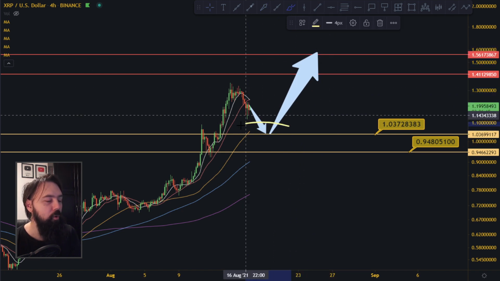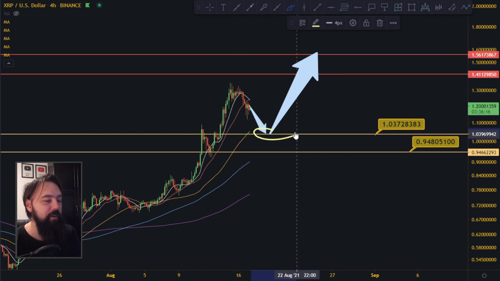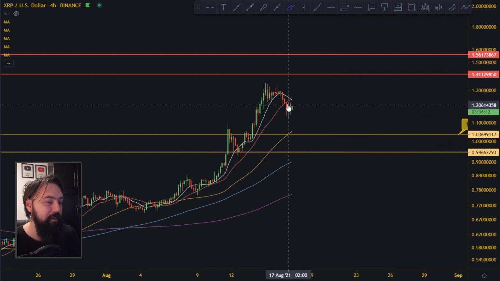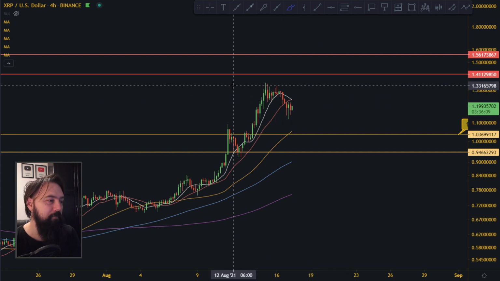But we will know eventually when we get to the 50 moving average, when we get to the 1.03 line and so forth. Because right now we are not there. We are close, but we are not there. So it's really hard right now to say what's gonna happen.